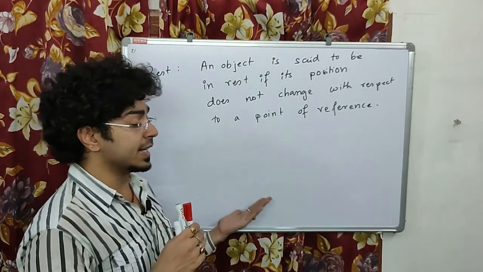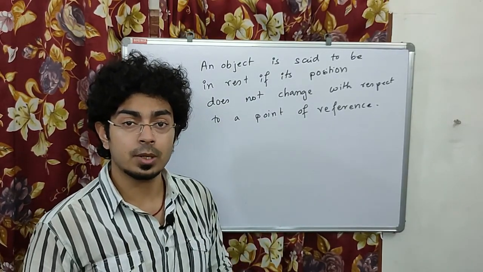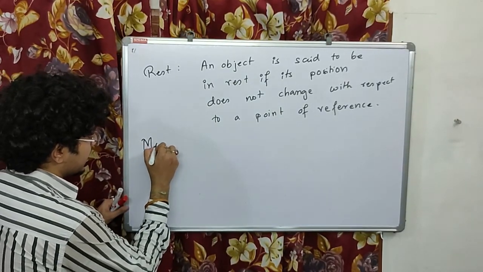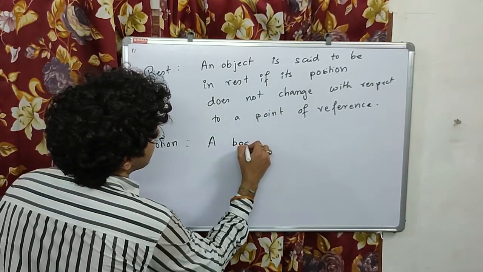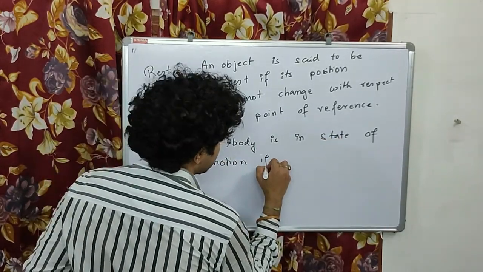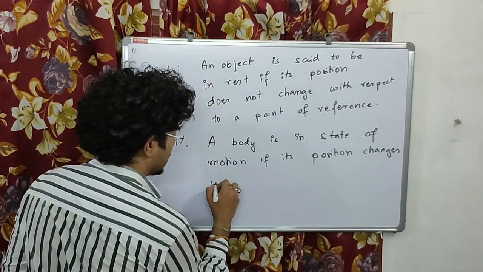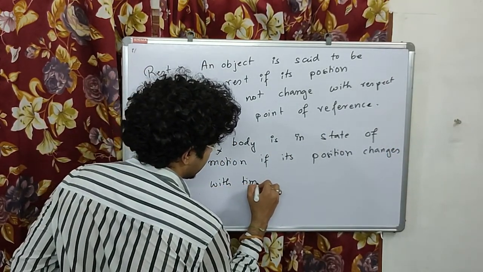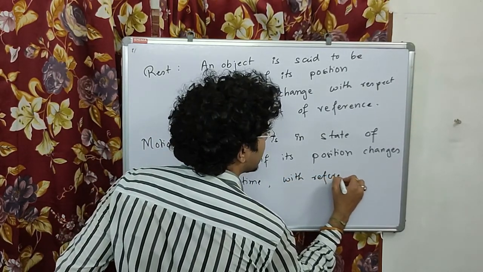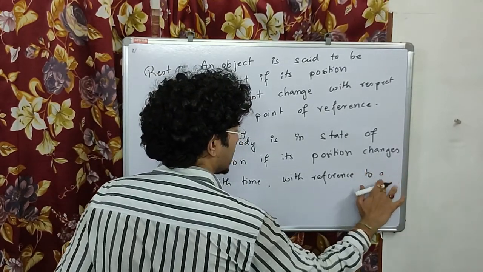Next we are going to study motion. How can I say that the body is in a state of motion? For the most part, the definition of motion is: a body is in a state of motion if its position changes with time with reference to a point.